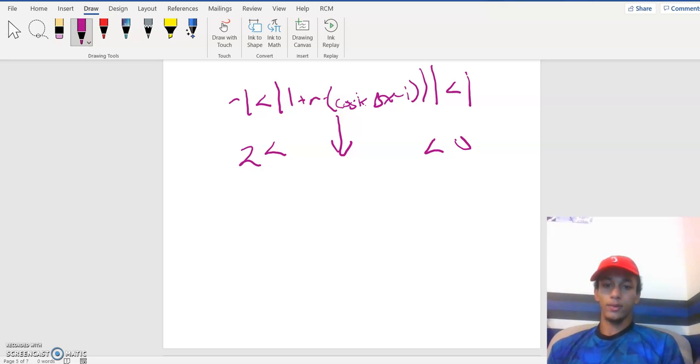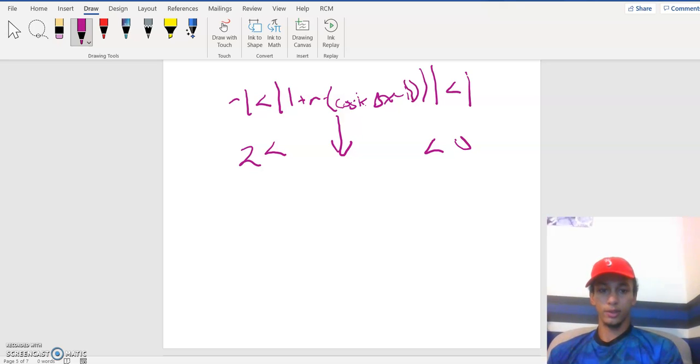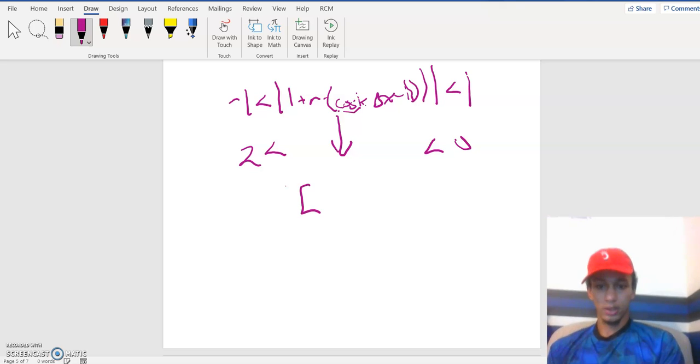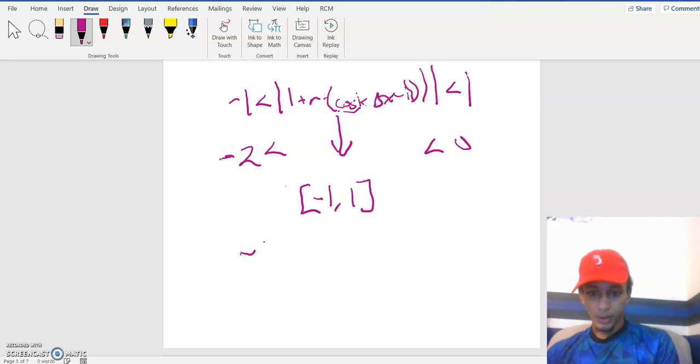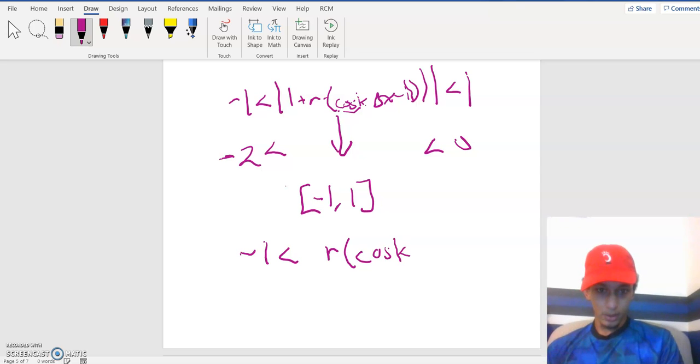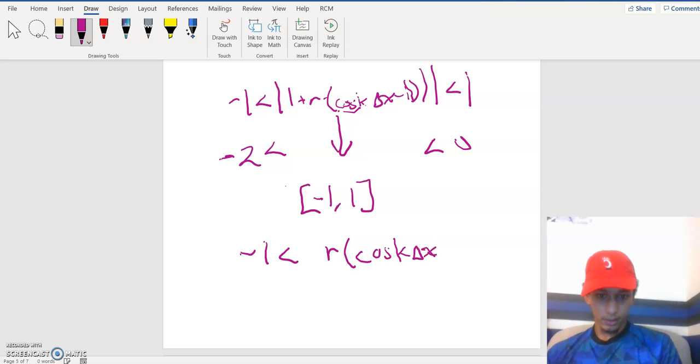And what we know from cosine is that cosine functions have intervals from negative 1 to 1. And we know this is less than 0. So now we divide the function by negative 2, or divide the function by 2, and we'll get that 1 is greater than r times the inside function, cosine kΔx minus 1.